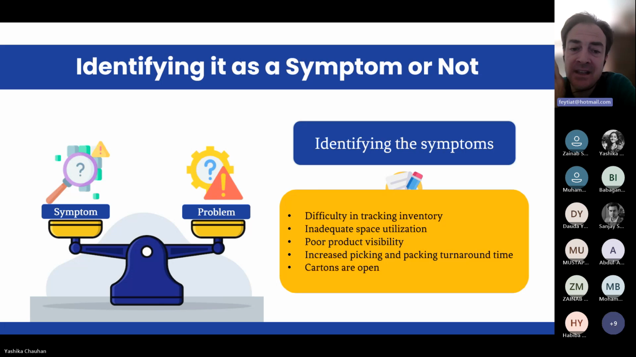What we're writing here, cartons are open and they should not be. It's a fact. It's what is in the picture. Increased picking and packing turnaround time is a consequence. Is it a consequence or is it a root cause? All that, you need to be very, very strict if you don't want to be confused. And again, this course is supposed to give you the habit to be able to be that precise.